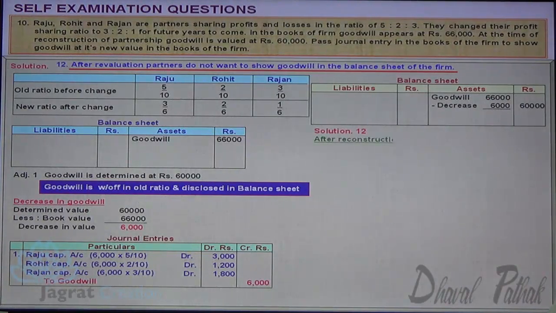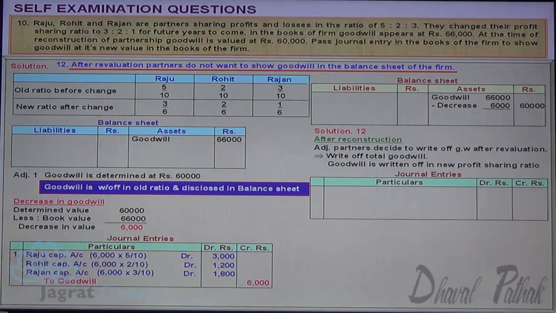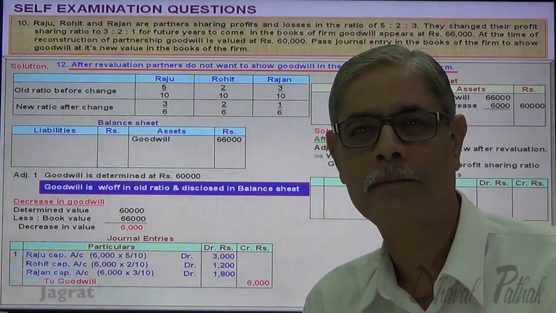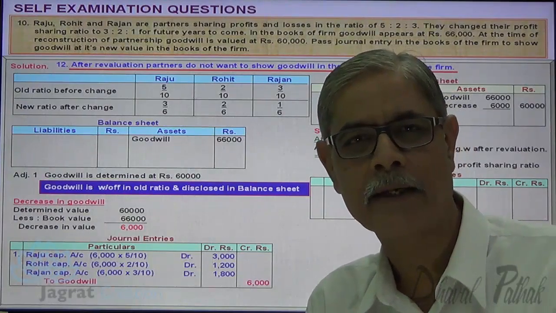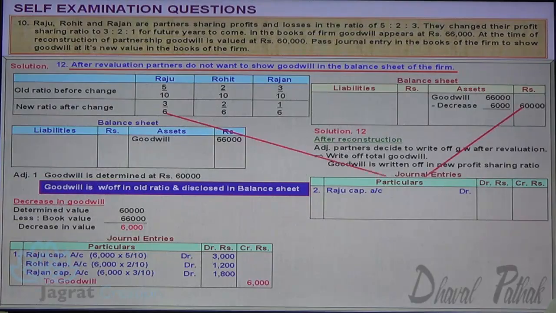Solution to question number 12. After reconstruction, what's the adjustment given to you? Partners decide to write off the goodwill after revaluation. Write off total goodwill, that is how much? 60,000. Goodwill will be written off in the new profit sharing ratio. When you write off the goodwill, partners capital account gets debited and goodwill account gets credited. Now you know it. So here 60,000 into 3 by 6.